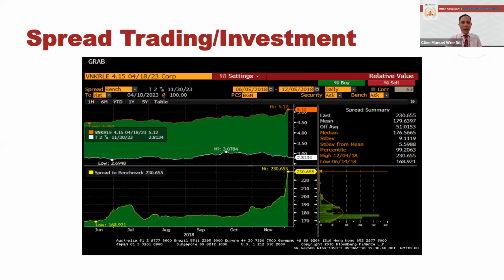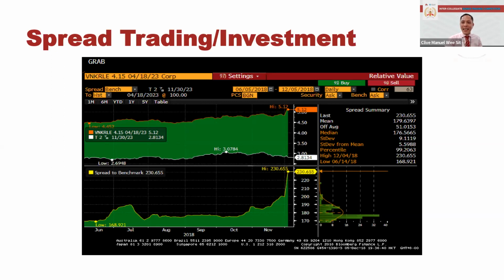Okay. So the next example is spread trading or spread investment. This is an example of a bond called Vanke Real Estate. Now this is a dollar-denominated bond that is issued by a property company based out of Hong Kong. So they issued a dollar-denominated bond back in 2018. Here you can see that the yield of this bond is actually 5.12. That's the orange part that you see, and the spread of this bond is actually 230 basis points above a comparable 10-year US Treasury.